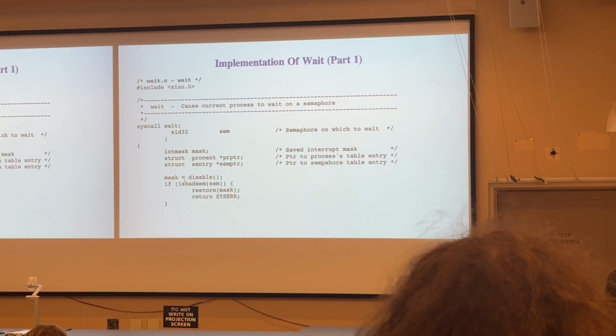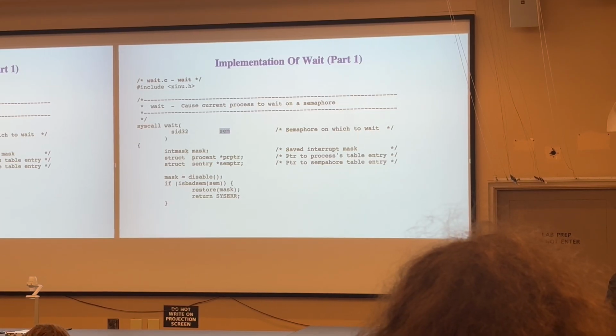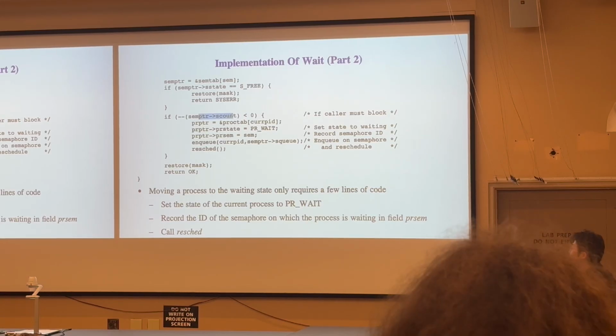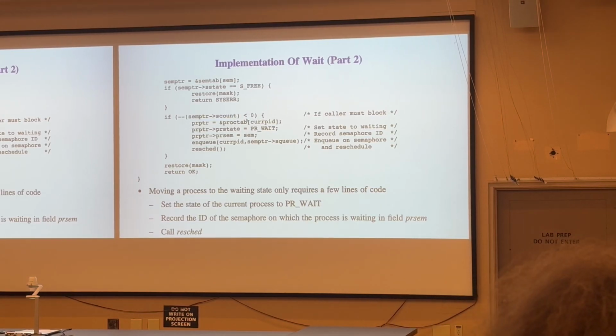All right. So now with this data structure, we can understand how wait and signal are implemented. In wait, a process calls wait with the semaphore ID, and these are the checks. And the key is here: you decrement the semaphore count. If it's smaller than 0, it means that your process needs to be blocked on this semaphore. If it's not smaller than 0, go ahead, which means that you can enter this critical section.